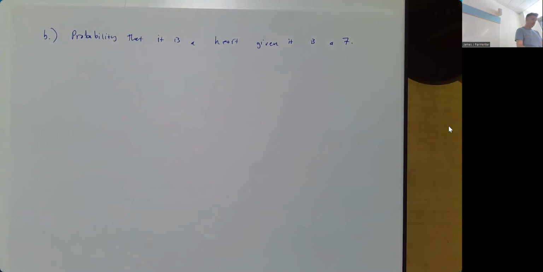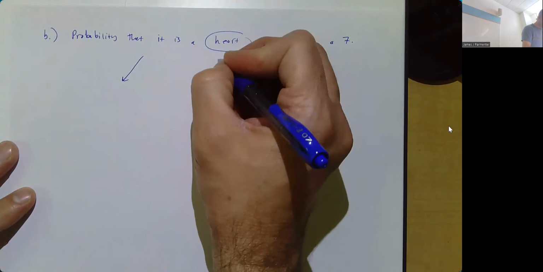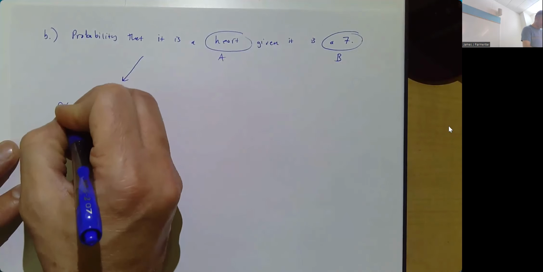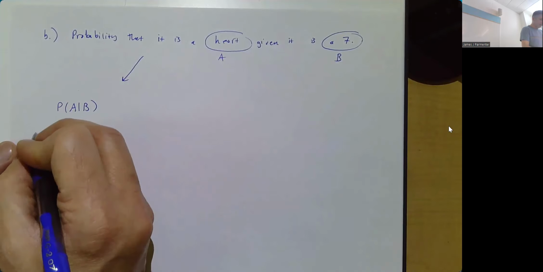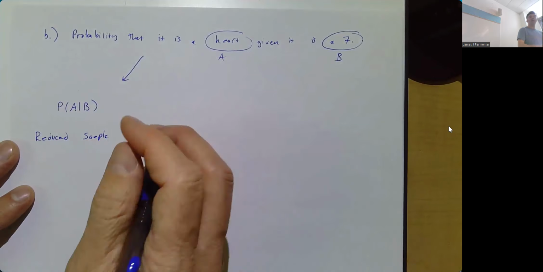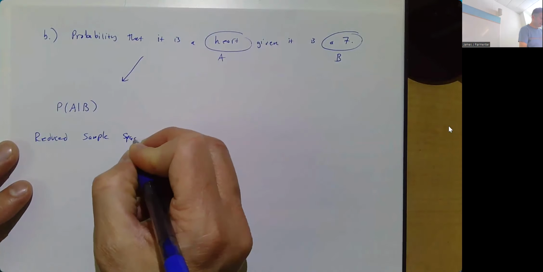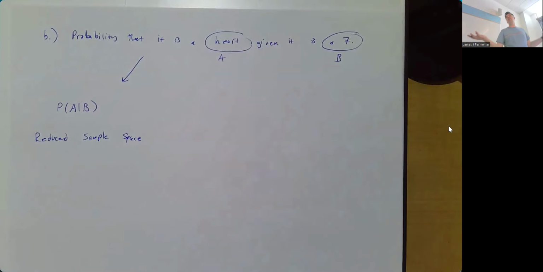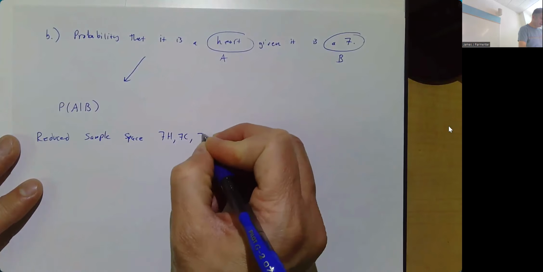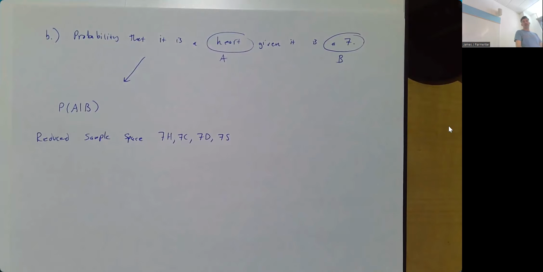Okay, so what's my reduced sample space? And then let's say the heart is A, 7 is B. I'm trying to find the probability of A given B. So what is my reduced sample space? Right, but that's the number of things in the reduced sample space. Sure. What are the things in my reduced sample space? You could say all the 7s. So the 7 of hearts, the 7 of clubs, the 7 of diamonds, and the 7 of spades. So there's your reduced sample space consisting of 4 things.